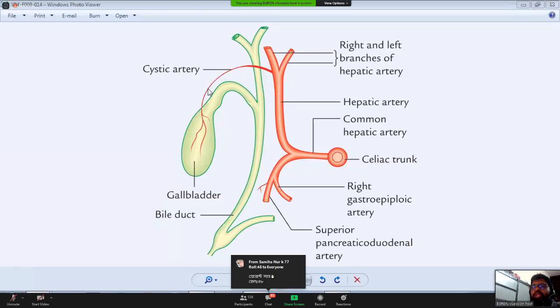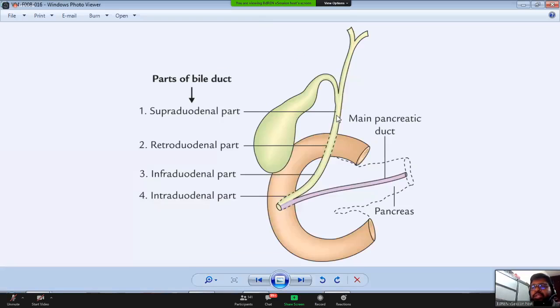So these are the four parts, and in between these lies the head of the pancreas, which I will be telling you about. But what is interesting to know is that the duodenum divides the bile duct or common bile duct into four parts: the supraduodenal part, the retroduodenal part, the infraduodenal part, and the intraduodenal part. The names imply what they mean.